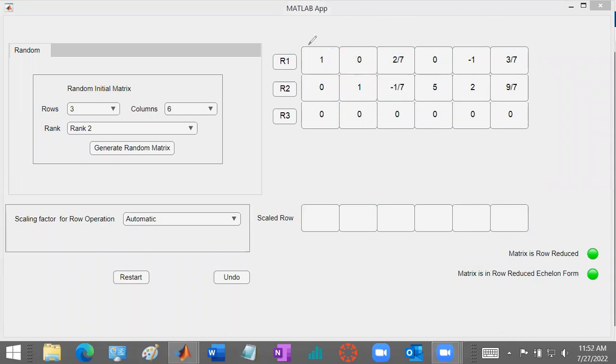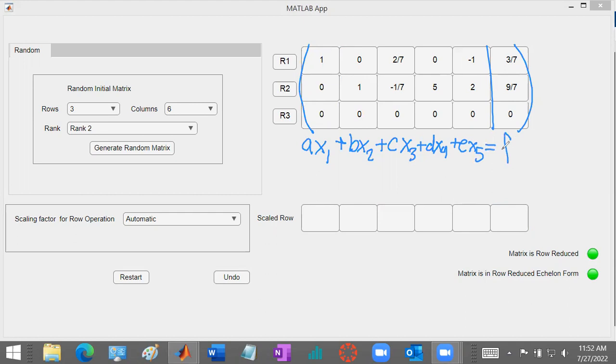So suppose that this were a system of equations that we were trying to solve, and this was coming from equations like a x1 plus b x2 plus c x3 plus d x4, and I'm just listing all the way to e x5, equals f. Suppose we had a system of equations like this that we're trying to solve.